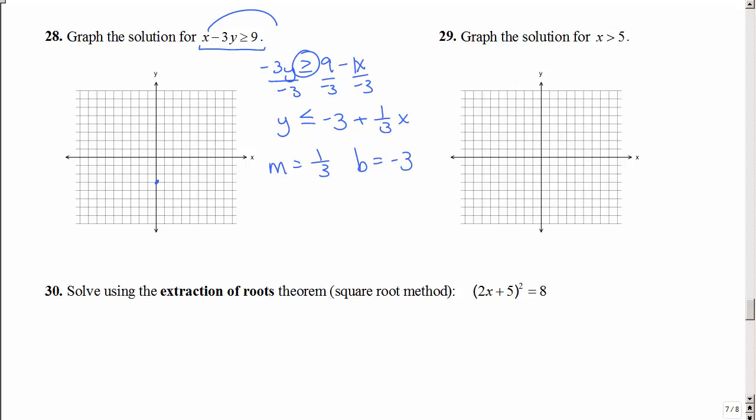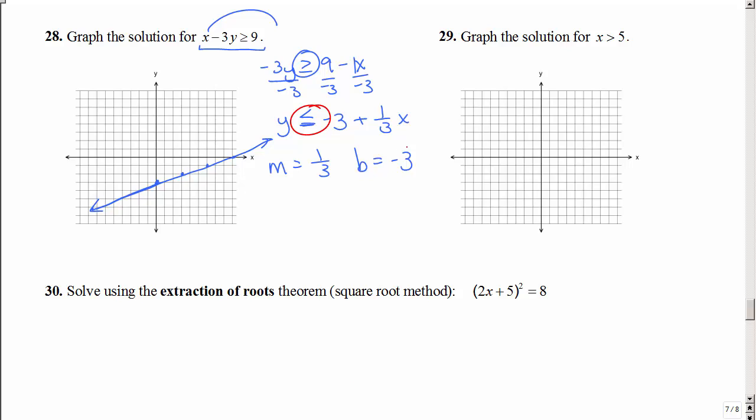So I'm going to plot those. Rise over run. So 1, 1, 2, 3. I'm going to do it again. Do it again. You can do it as many times as you want. This is a solid line because of the equal to part. Now I have to shade less than.